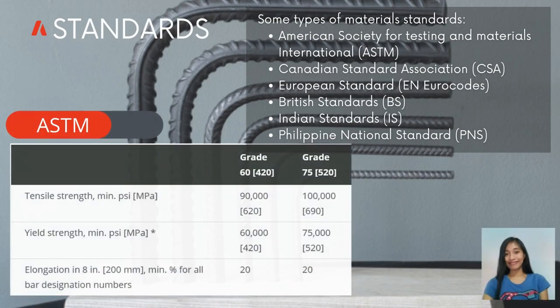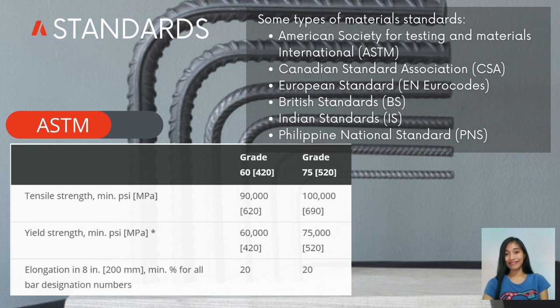There are many types of material standards, and among these are American Society for Testing and Materials International, also known as ASTM, Canadian Standard Association, also known as CSA, European Standard, also known as EN Eurocodes, British Standards, also known as BS, and Indian Standards, also known as IS. Among these standards, the most used standard in material testing is the ASTM.